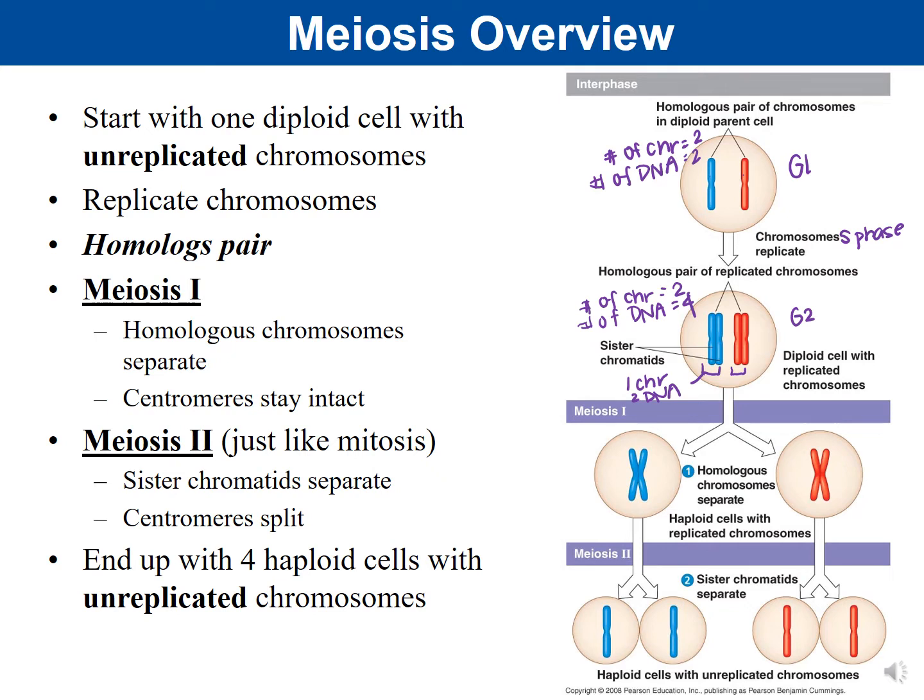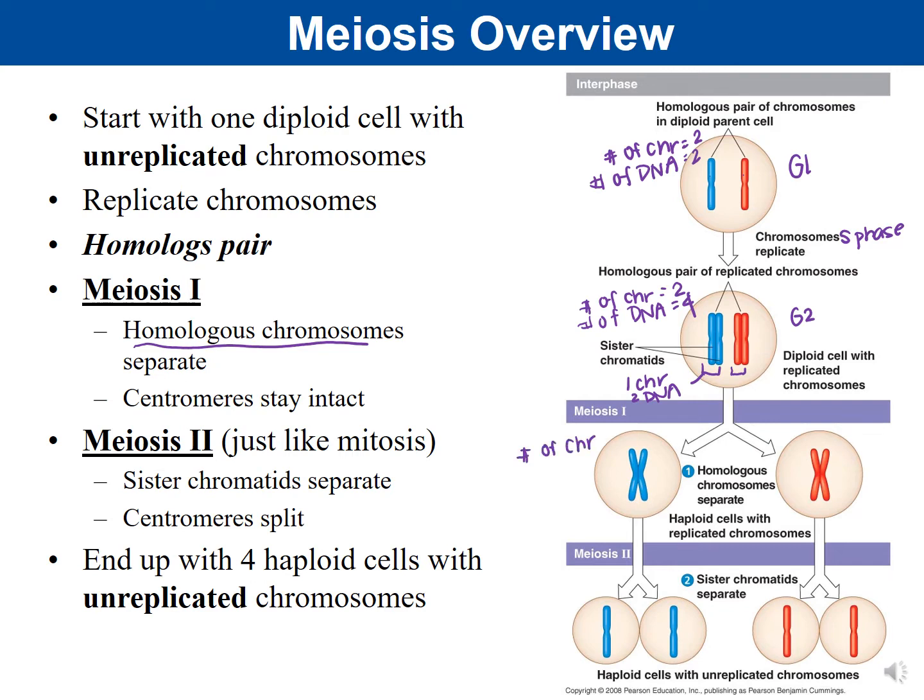What separates in meiosis 1 are going to be our homologous chromosomes. So meiosis 1 separates homologous chromosomes. So notice that when this cell divides into 2, the blue one goes one way, the red one goes the other way. So what we end up with is our number of chromosomes in our offspring.